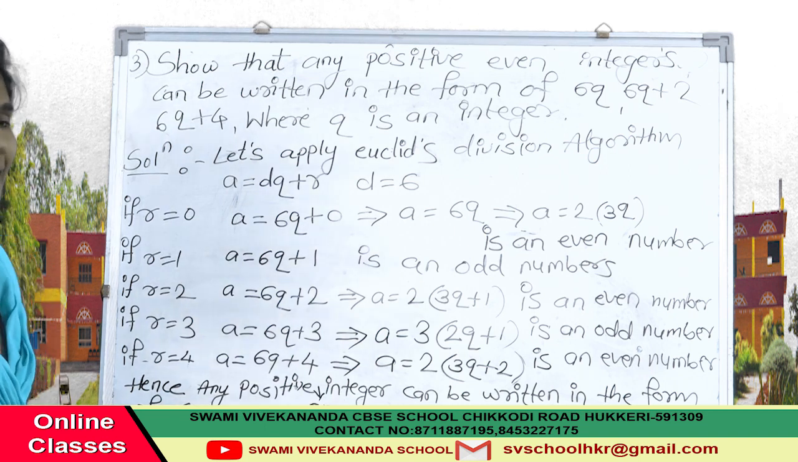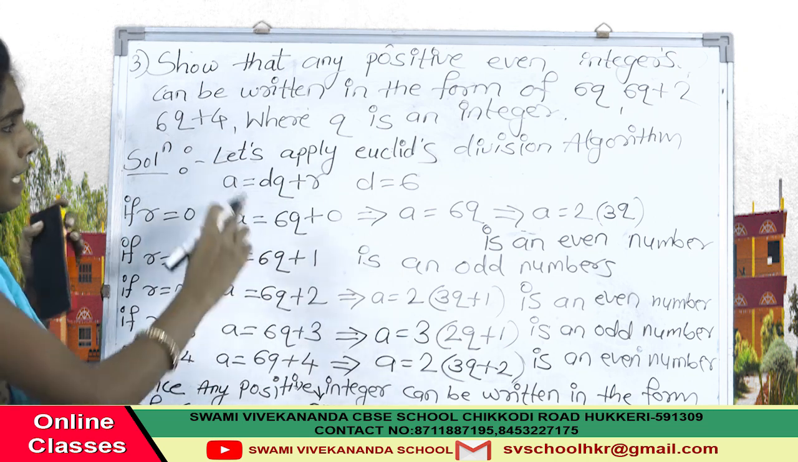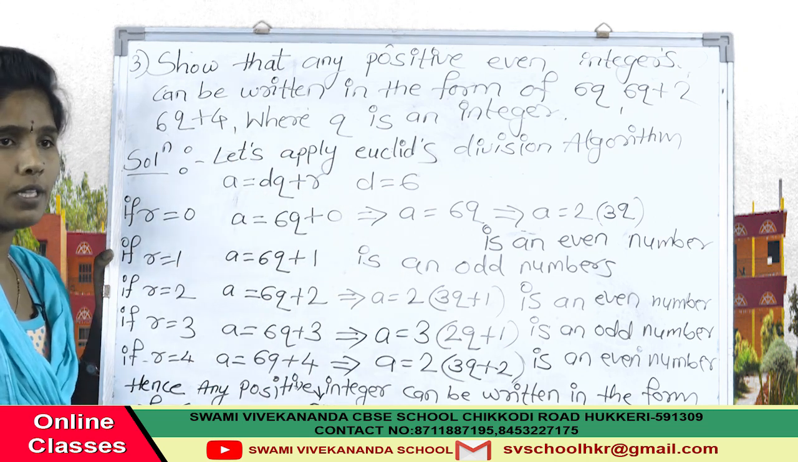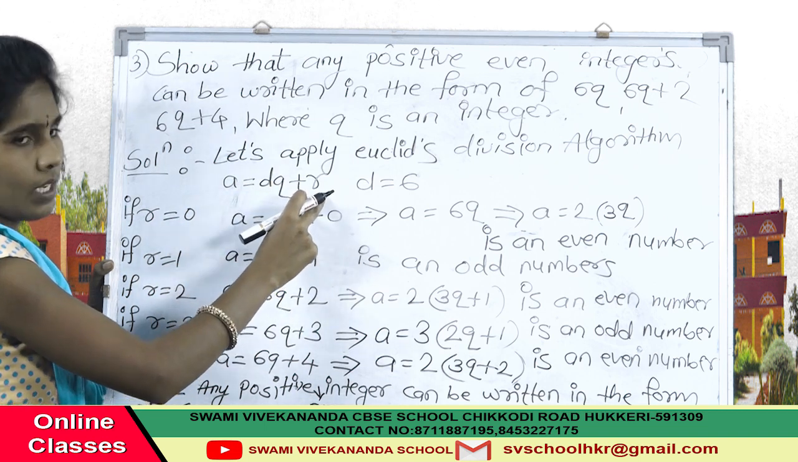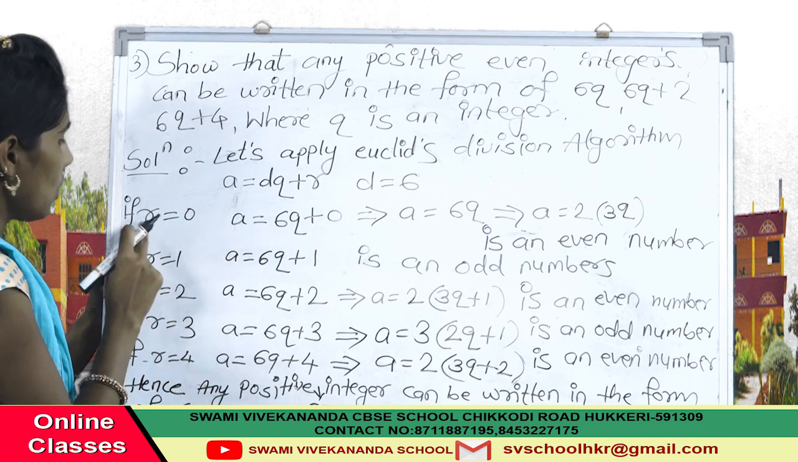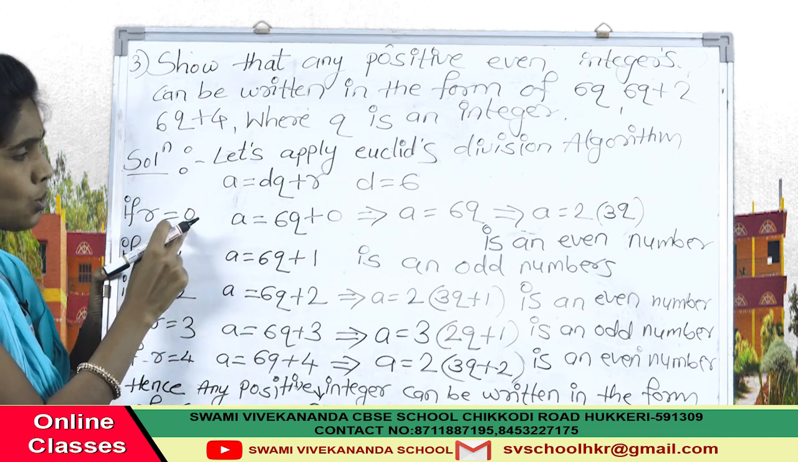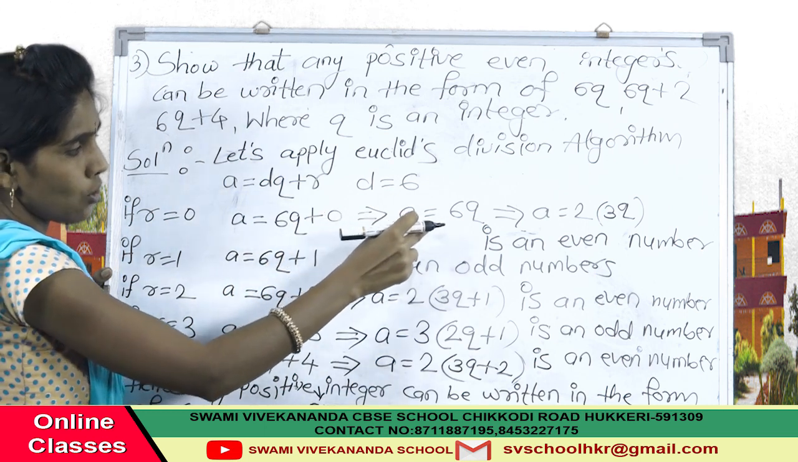Once again I will explain how to write this. First we have to apply Euclid's division algorithm. Euclid said that a is equal to dq plus r. Here d is equal to 6, as given. So if we put r is equal to 0, we will get a is equal to 6q plus 0, or a is equal to 6q.